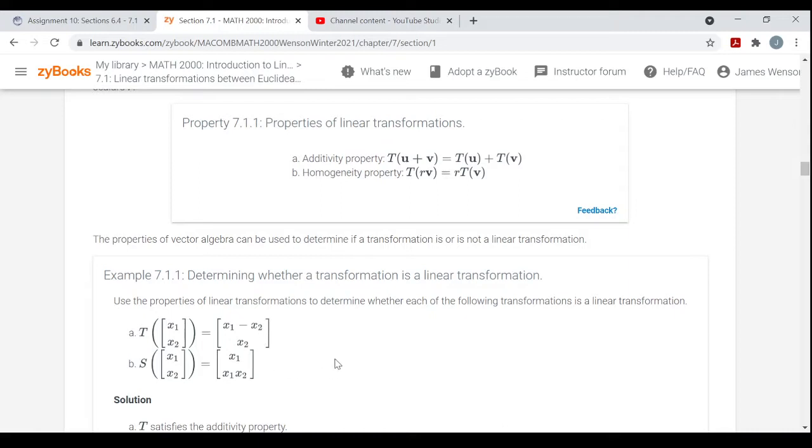But I'll go over on paper and show you how we're going to demonstrate whether or not a transformation is linear. So I'm going to go to a piece of paper and I'll do part A first and then part B.